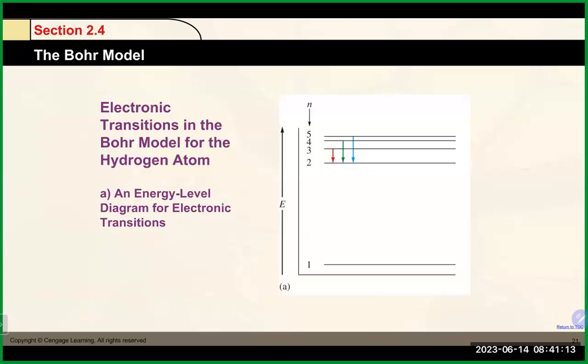Now, when we see the lines, for example, in hydrogen, they can be explained by the Bohr theory, because it is the transition that occurs here. As you can see, our red line is transitioning from, say, the third energy level to the second. Our green line that we would see on the spectrum is transitioning from the fourth to the second. And our blue line here is transitioning from the fifth to the second.